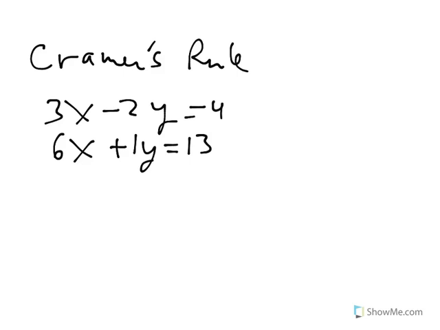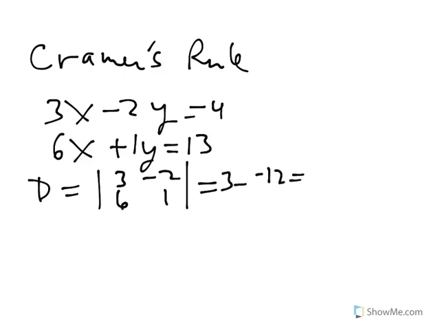We're going to make three determinants. One I'm just going to call D is the determinant of the coefficient matrix, which is 3 minus a negative 12, which is 15. We also calculate a determinant which I'm going to call D subscript x.